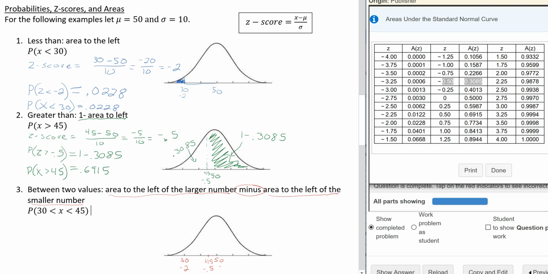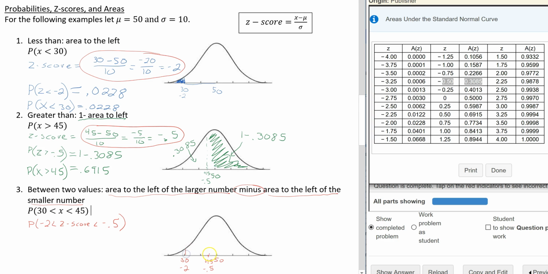If problem 3 had not built on problems 1 and 2, then we would need to find the z-score for 30, and we would have found that with the formula 30 minus 50 over 10. Right? So that z-score had been -2. And the z-score for 45 would have been found also with the z-score formula, and we would have had a z-score of -0.5.